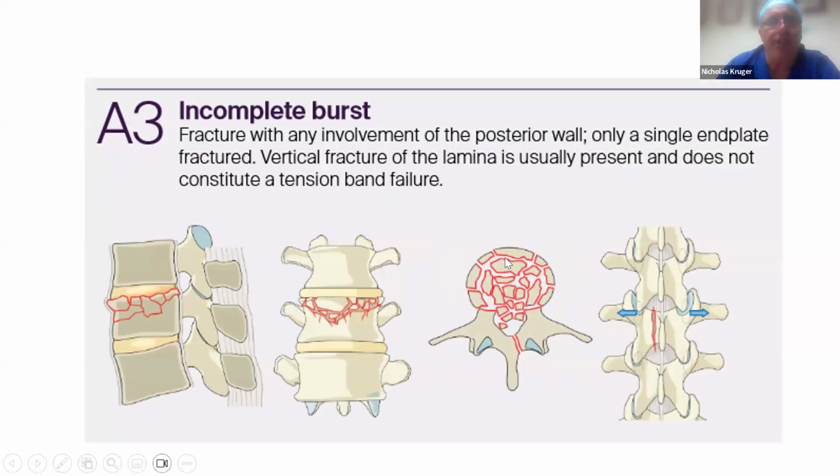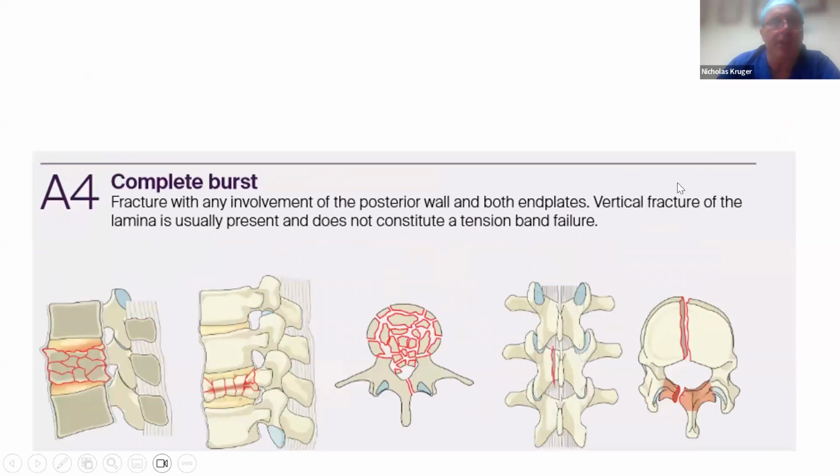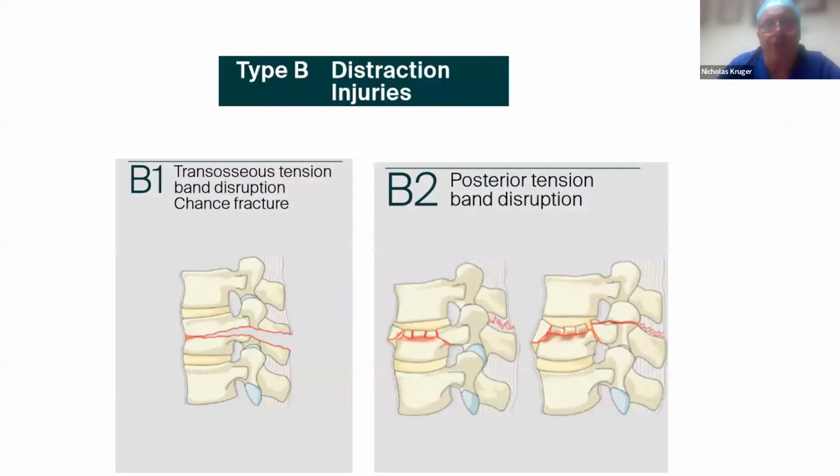So there's A3, incomplete burst, and an A4, complete burst. So we all know these. Now you need to modify those, or you need to describe those in terms of the posterior elements. So if you have a B-type injury, it means it's unstable.